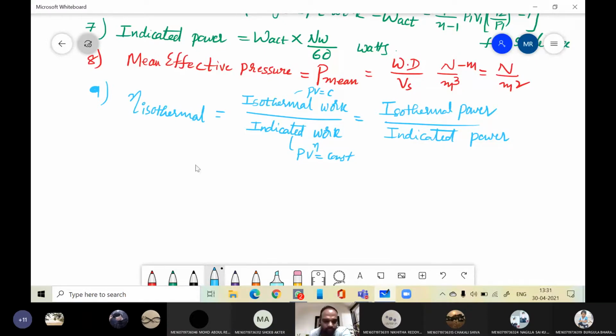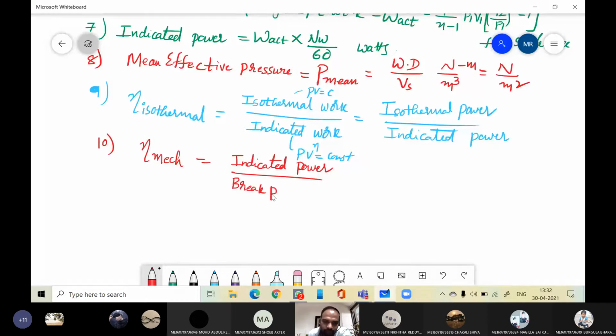Next formula, we have mechanical efficiency. Mechanical efficiency is defined as indicated power divided by brake power. Brake power is nothing but shaft power. Brake power is also called shaft power. This is the mechanical efficiency.